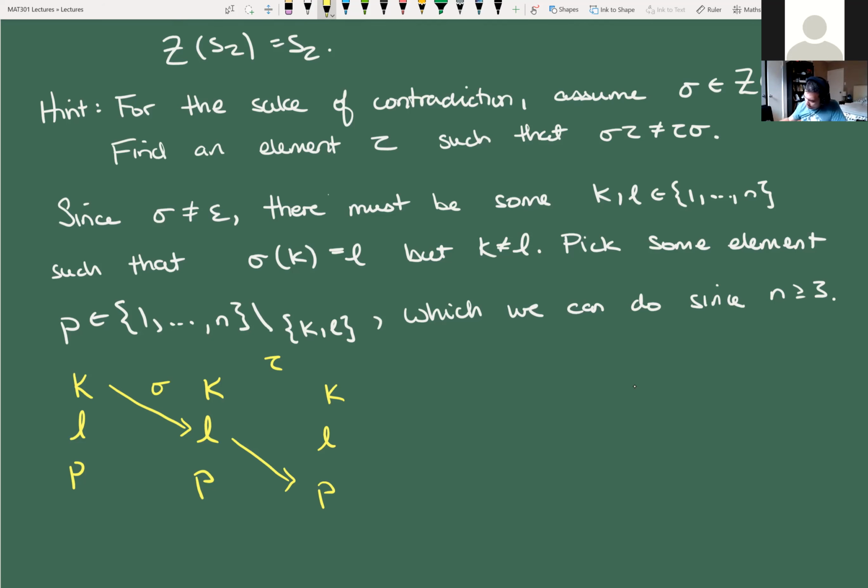And then that way, if I flip them, in particular I want K to map to K under tau, so that this happens when I flip them. Do you see that sigma tau and tau sigma will be different? When I plug K into both of those permutations, in the one on the left K will map to P, but in the one on the right K will map to L. And we've said L is not equal to P, and therefore we've arrived at our contradiction. Does that make sense?